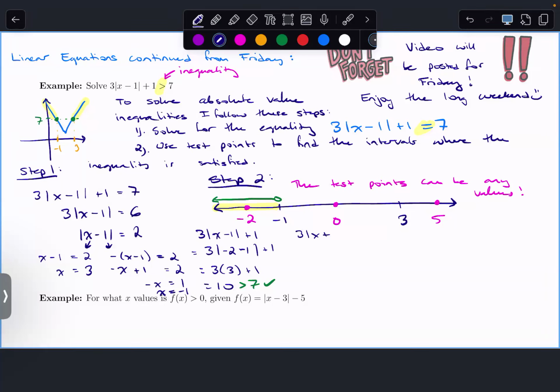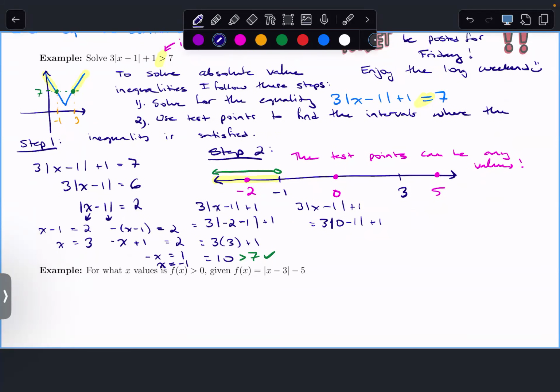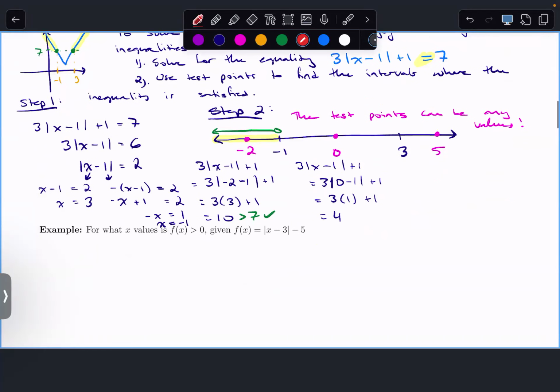3 times the absolute value of x, oh, nice try, Emily, -1 plus 1 is 3 times the absolute value of 0 minus 1 plus 1. Absolute value of -1 is 1, so we get 3 times 1 plus 1. 3 times 1 is 3 plus 1 is 4, which is less than 7, so it's bad. Which we already suspected, knowing kind of the anatomy of the absolute value function. But notice how you don't need to know what it looks like for the test points to work.